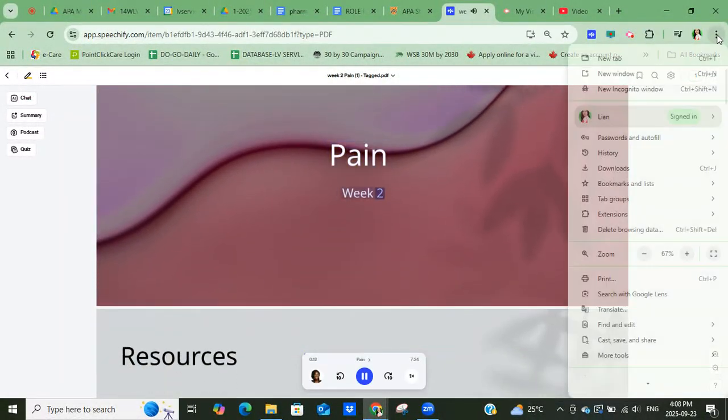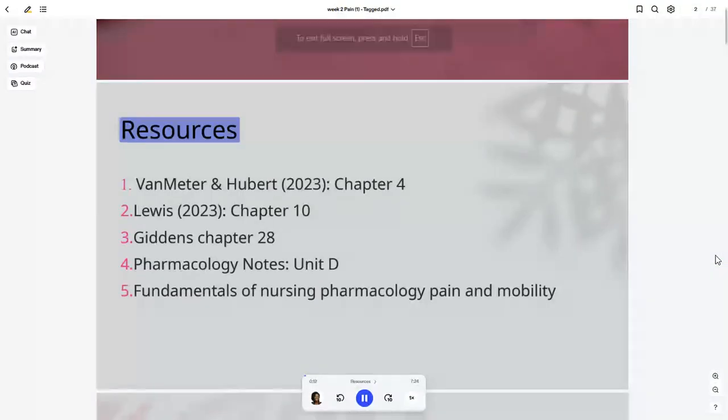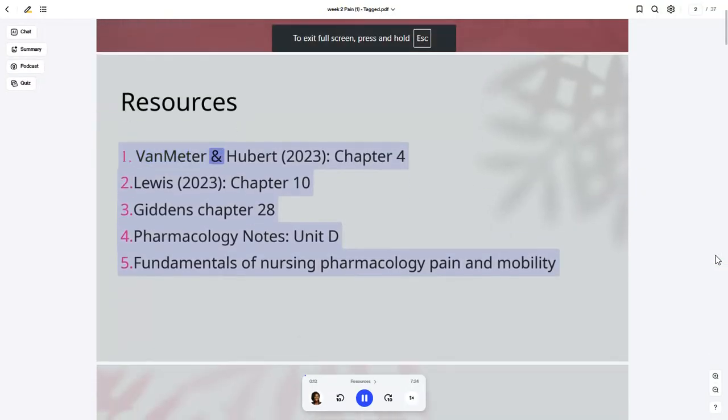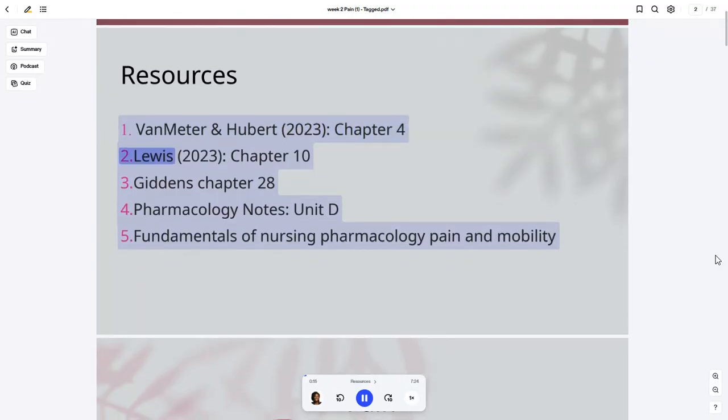Pain. Week 2. Resources. 1. Van Meter and Hubert, 2023, Chapter 4. Lewis, 2023, Chapter 10. Giddens.